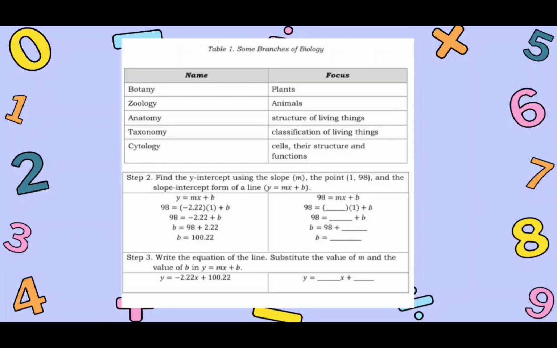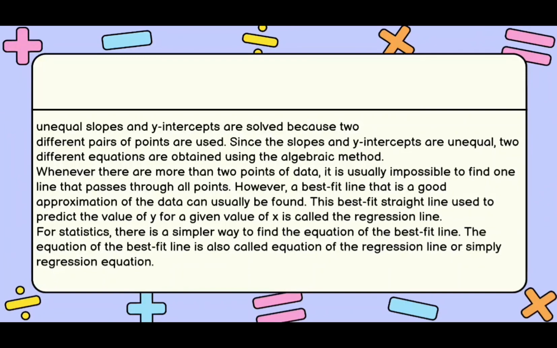Next is step 3. Write the equation of the line. Substitute the value of m and the value of b in y is equal to mx plus b. So y is equal to negative 2.22x plus 100.22.